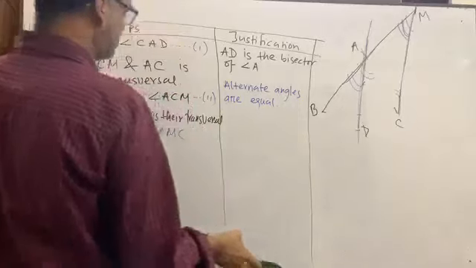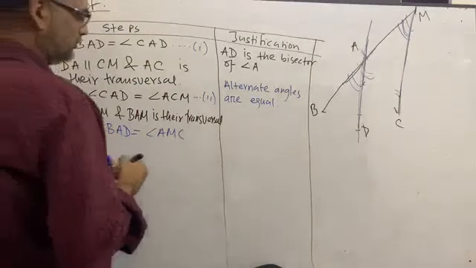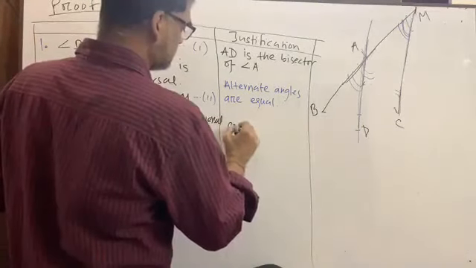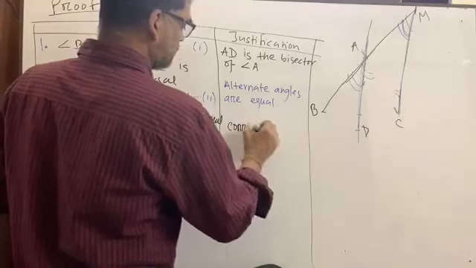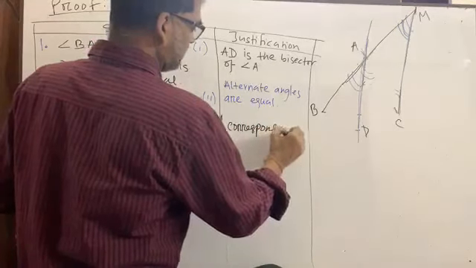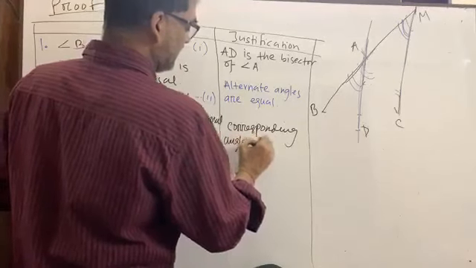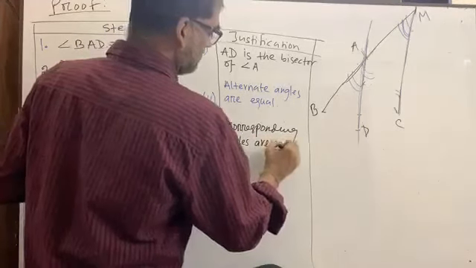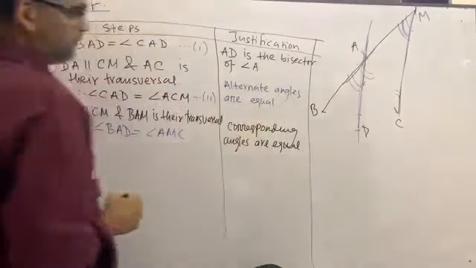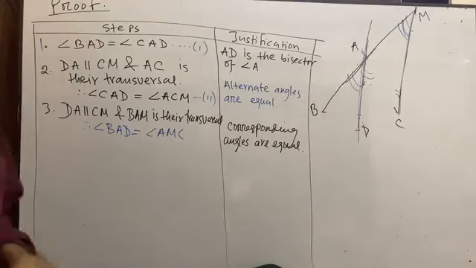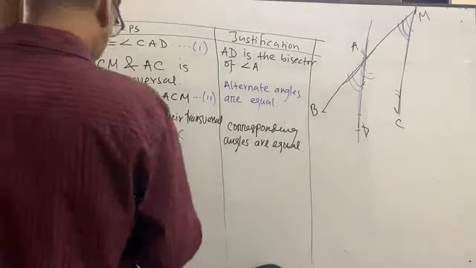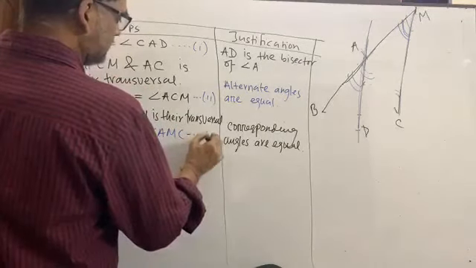What side note can be given here? Corresponding angles are equal. Write down, corresponding angles are equal. Have you got it? Corresponding angles are equal. Now we can make it equation 3.